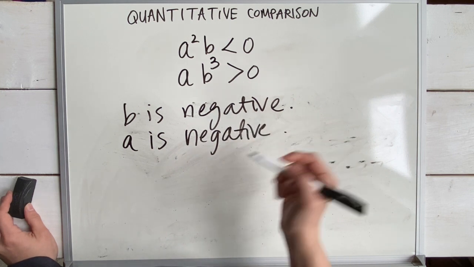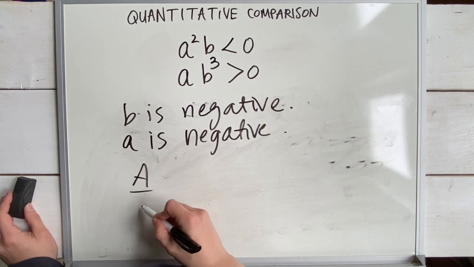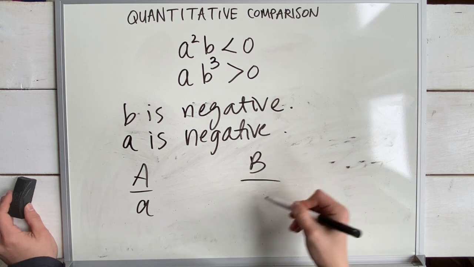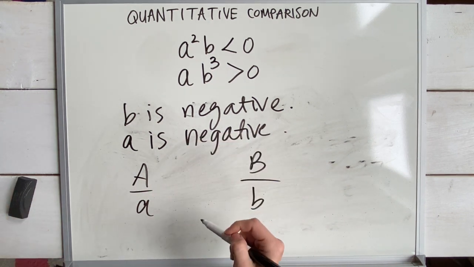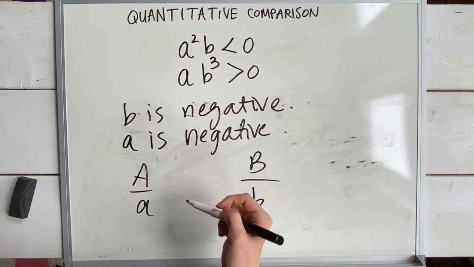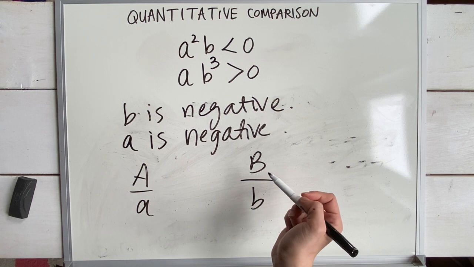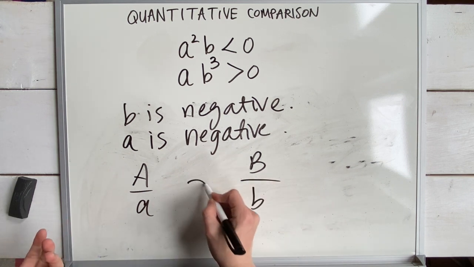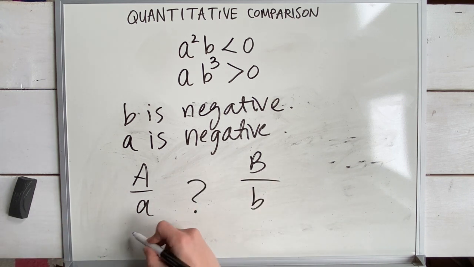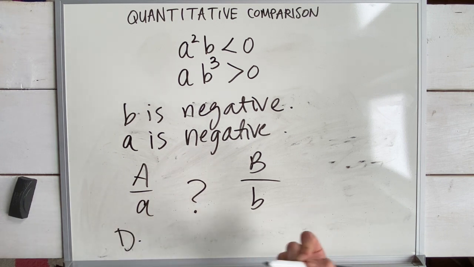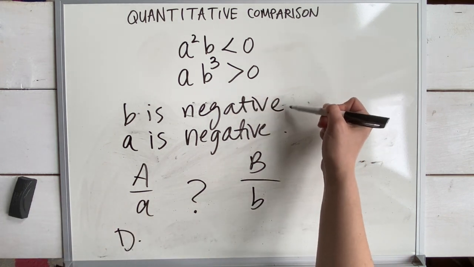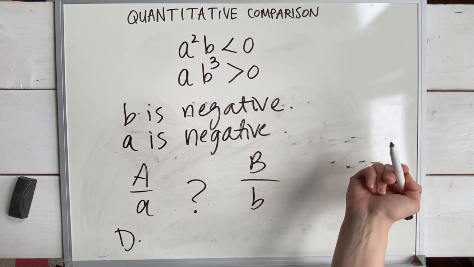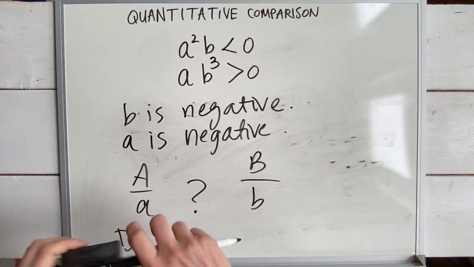And if we remember, our quantities were A is A, and quantity B was B. Because of this, we just figured out both A and B are negative, so we don't actually know what the relationship is between A and B. So we must choose D. We don't have enough information to determine because we don't know which of these two values is more negative.